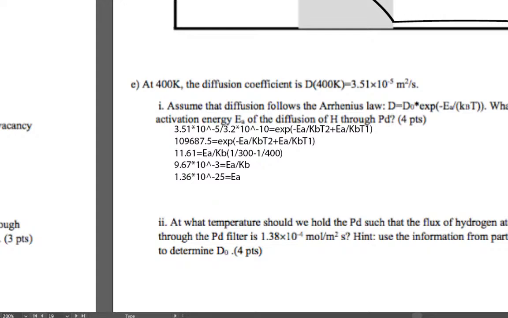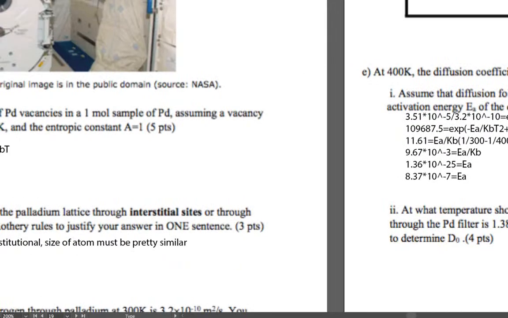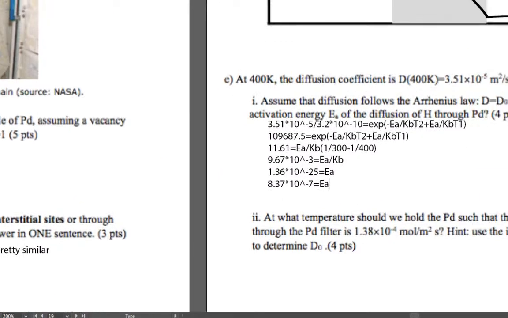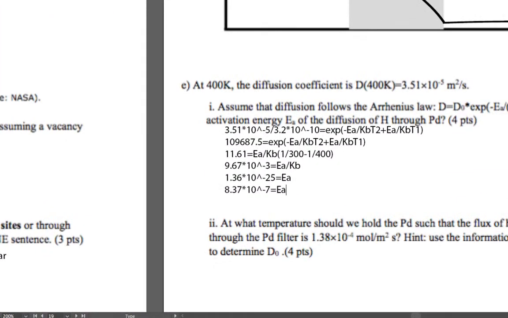So what I get is 8.37 times 10 to the power of negative 7. So it's a very small number for the activation energy, which could be why that, yeah. Logically it's correct. Logically. But I don't know. It's 3.51 until that guy, which would be a high number. Yeah. There should be 5 zeros there, which is what I expected.